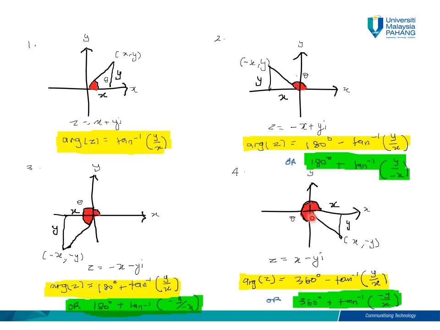So arg z equals, okay, we have two formulations here, two choices, so you can choose either one. If you want to put both positive, then 360 minus arctangent y over x. If you want to put negative here, then 360 degrees plus arctangent negative y over x. You will get the same answer for both.